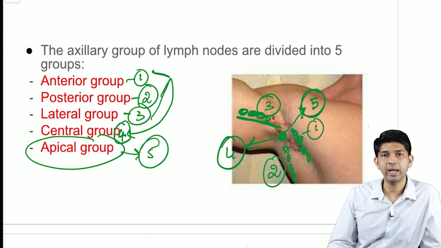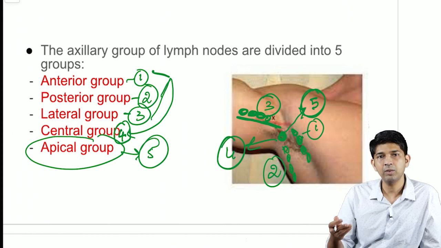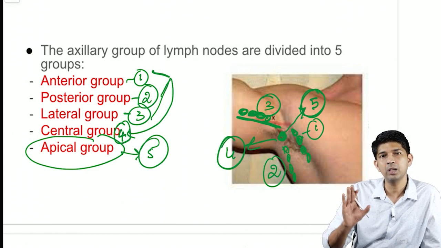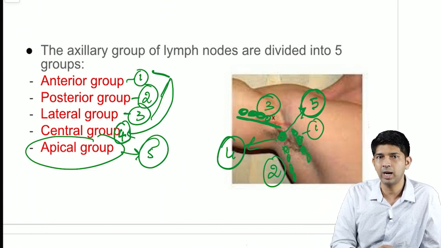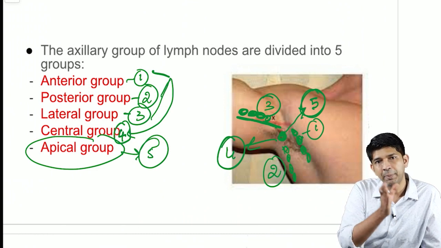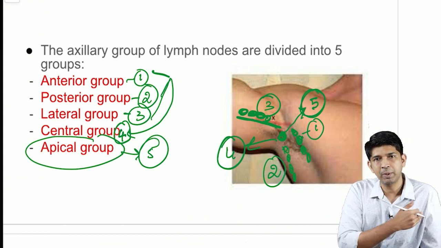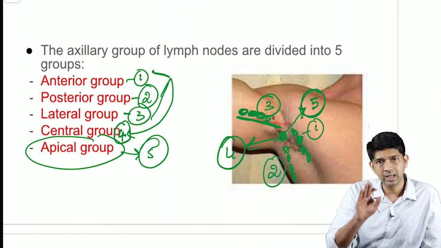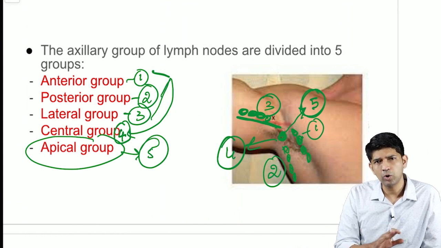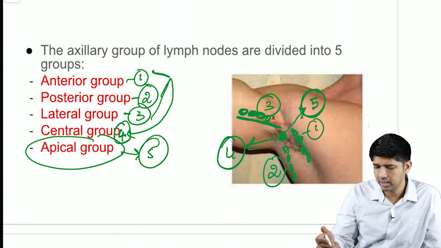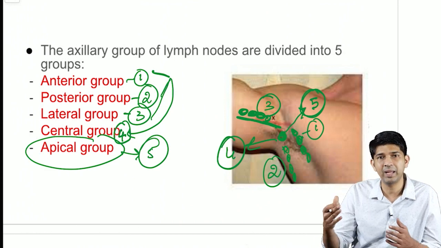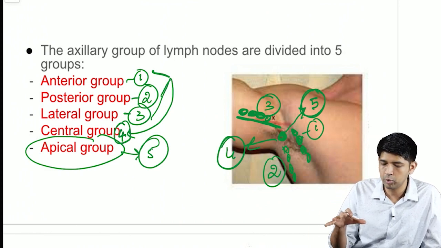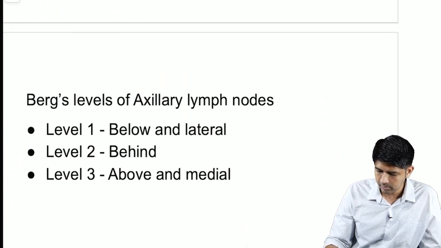Okay, so quick recap. First is going to be the anterior, which is palpated behind the pectoralis major. Posterior is palpated anterior to the latissimus dorsi. Lateral is palpated along the medial aspect of the humerus. Central is at the apex of axilla. Apical is not usually palpated, it is much higher up inside the axilla, and that is the last place where the lymph nodes go to when it comes to axillary group of lymph nodes.